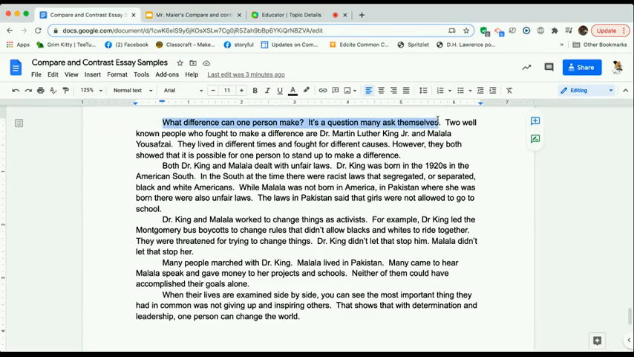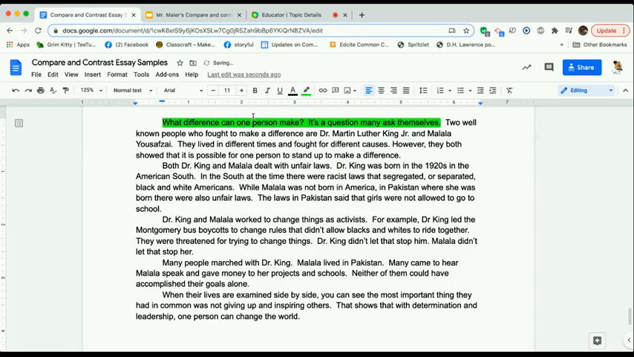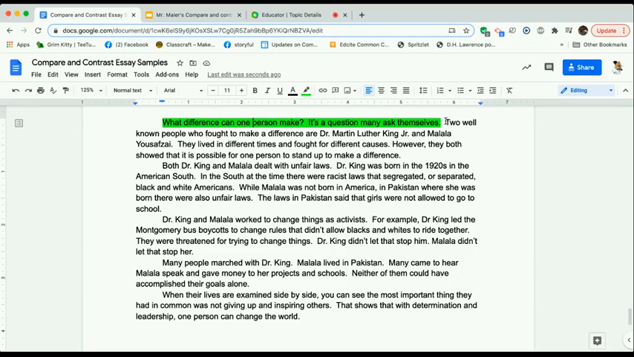All right, so first I start off with, what difference can one person make? It's a question many ask themselves. We know this is a hook because it's a question. It's asking the reader to consider something before I actually talk to them about my topics. That's a hook. So I'm going to go ahead and highlight that in my light green color, or neon green, perhaps you could say, because that is what I highlighted my hook in. You can go through and highlight your essay too. You can even leave it highlighted when you turn it in. I don't mind, okay? Because it shows me that you're using the rubric and checking your own work, taking accountability for getting things right.